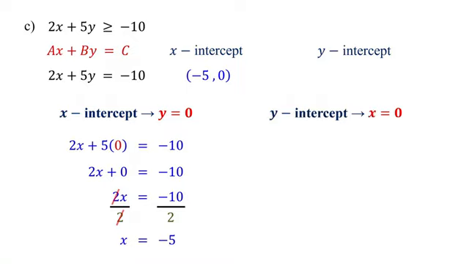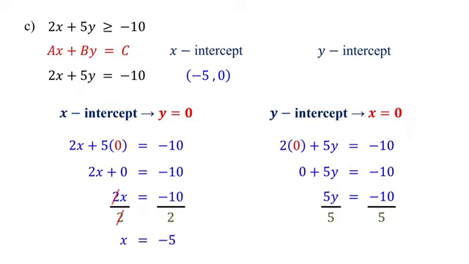The y-intercept occurs when x equals 0. So, set x to 0 and solve for y. This simplifies to 5y equals negative 10. Dividing both sides by 5, you find that y equals negative 2. Therefore, the y-intercept is 0, negative 2. This is where the line crosses the y-axis.